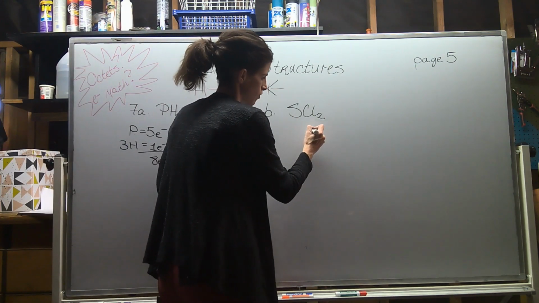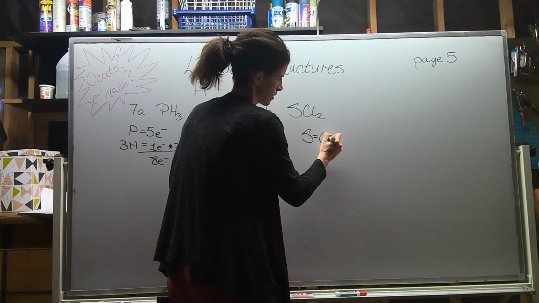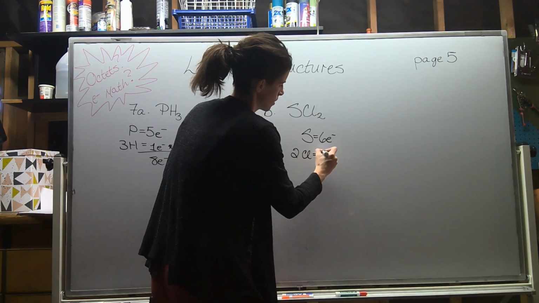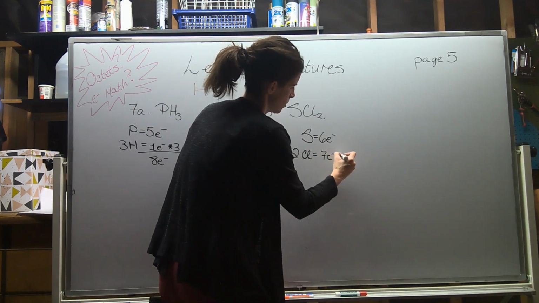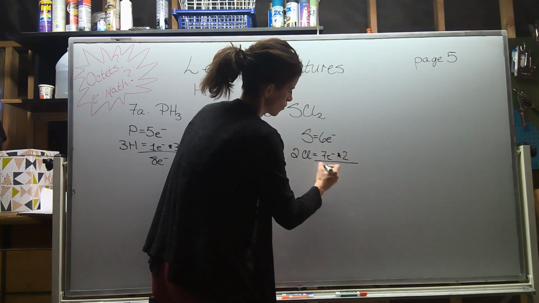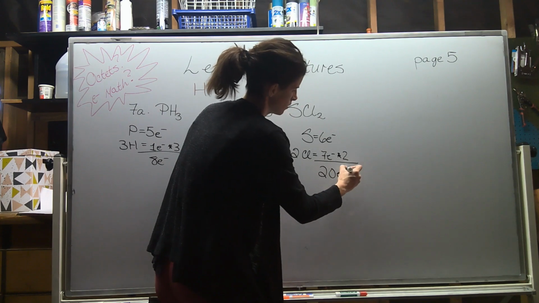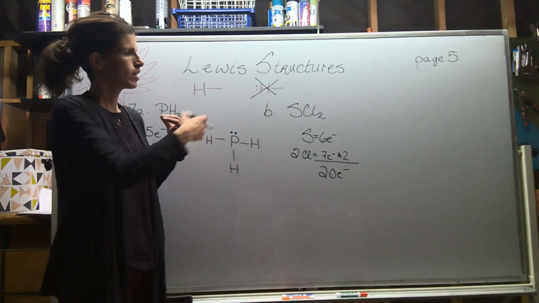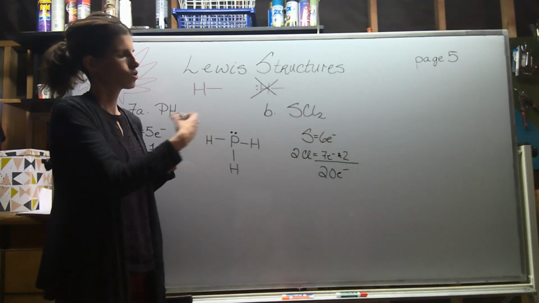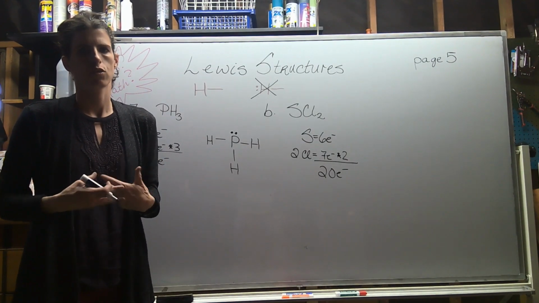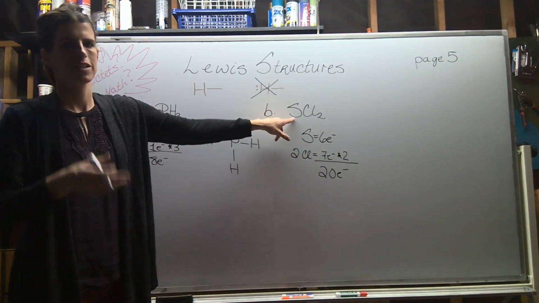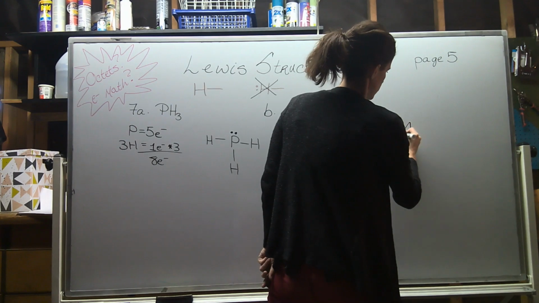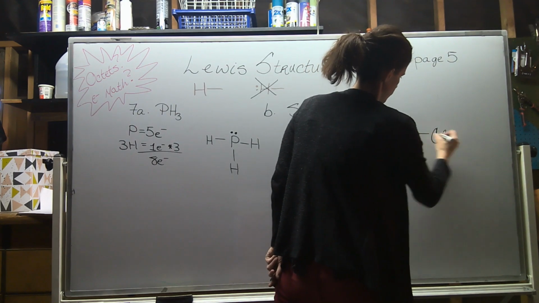All right, so sulfur's in group 6, so it donates 6 electrons. We have 2 chlorines, group 7, but I'm going to multiply it by 2. So I have a total of 20 electrons that I need to use when I build this structure. Looking at the periodic table, sulfur is less electronegative than chlorine. So sulfur, because it's less electronegative, is going to be my central atom. I'm going to attach both chlorines.